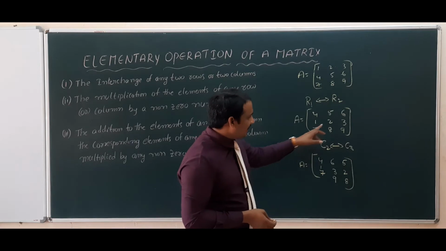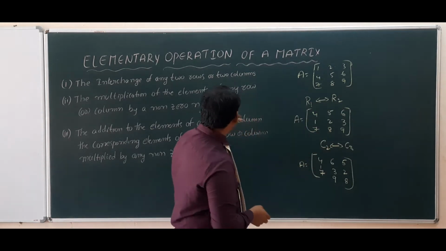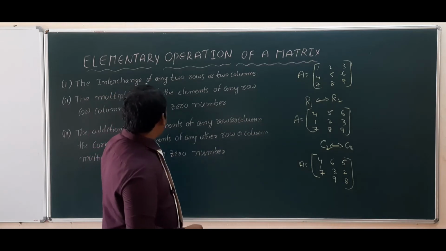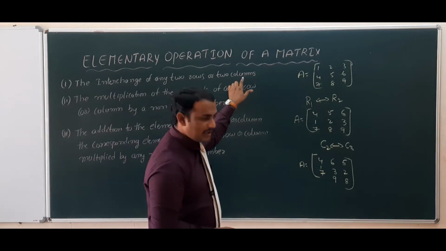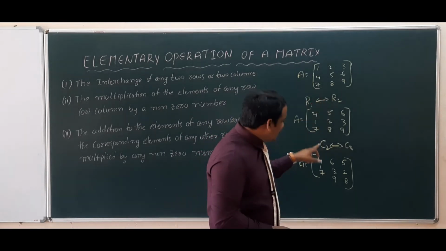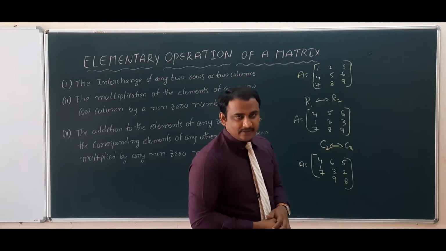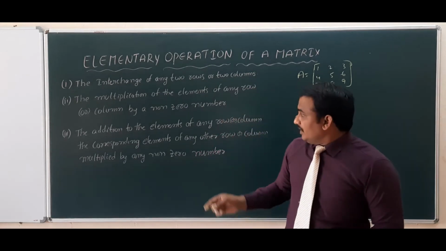If you are interchanging rows or columns, you have to write the conditions. That's why the first operation is the interchange of any 2 rows or 2 columns. Here R1 double implies R2 means you interchange the rows, and C2 double implies C3 means you interchange the columns. Next we will see.